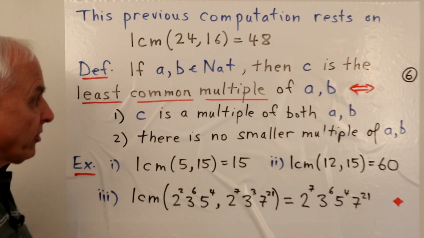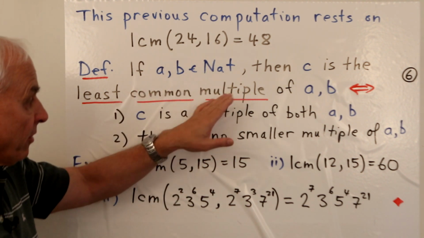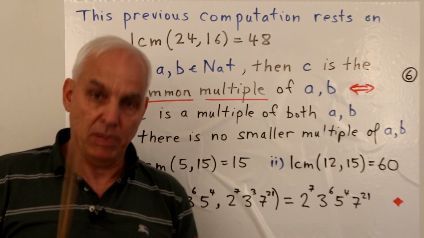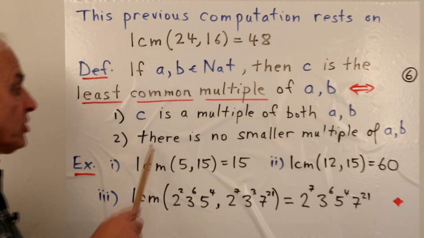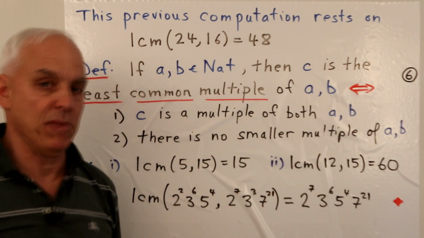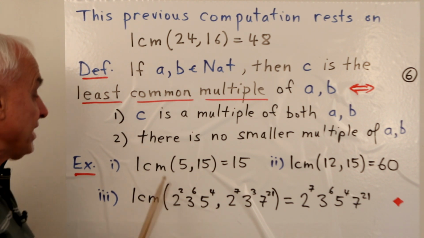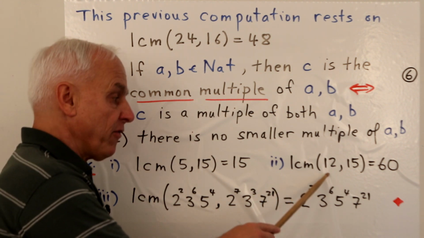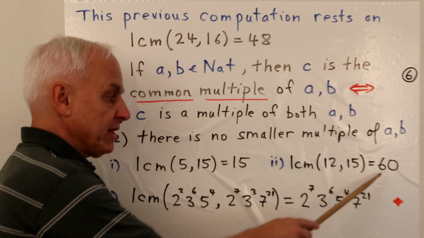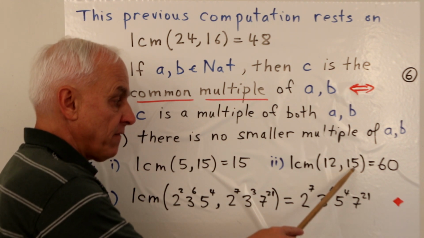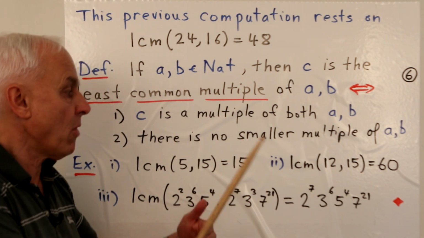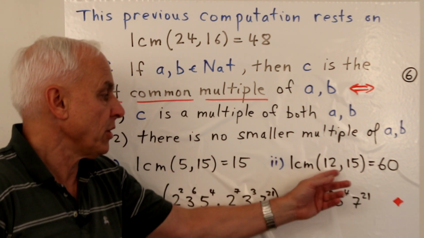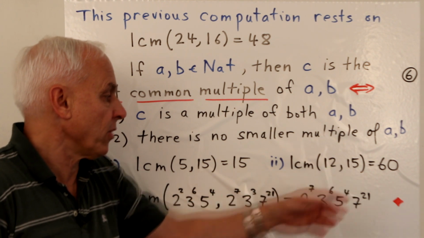If a and b are natural numbers, then c is the least common multiple of a and b precisely when c is, first of all, a multiple of a and b, and secondly, there is no smaller multiple of a and b. So for example, the least common multiple of 5 and 15 is 15. The least common multiple of 12 and 15 is 60, because 60 is 5 times 12 and 4 times 15, and there's no smaller common multiple of 12 and 15. For example, 30 doesn't work, or 24 or 48, it doesn't work.